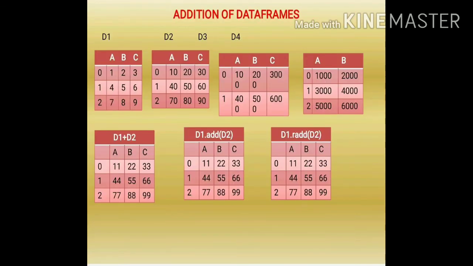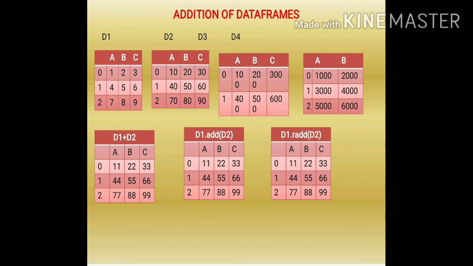Now see, I am sharing a screen. In that we have four data frames: D1, D2, D3, and D4. D1 has 3 columns and 3 rows, D2 has 3 columns and 3 rows, D3 has 3 columns and 2 rows, and D4 has 2 columns and 3 rows. Now how will we perform addition? See the example below, table number 5, D1 plus D2. When you use D1 plus D2, the output will be in the same rows and columns, because both tables have the same columns. So 1 plus 10 will give you 11, 2 plus 20 will give you 22, 3 plus 30 will give you 33. Since both have the same columns and rows, the answer will also come in the same format.